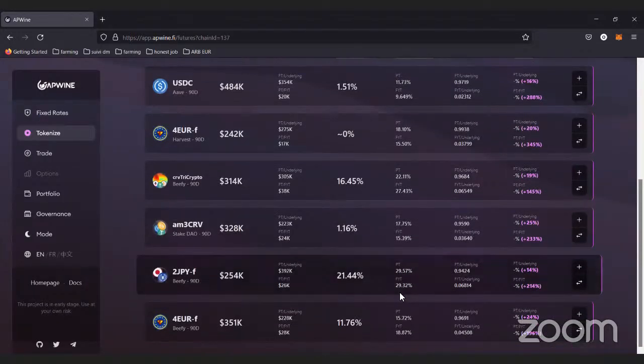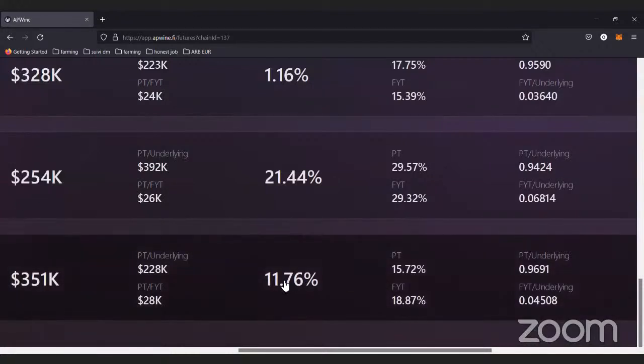So just look at the 4 euro. If you put the 4 euro into Bifi, you will make 11% per year. But if you sell your token on APWine, you will make 18%. It's a bit odd because if you remember the beginning of my presentation, I told you that you will sell your yield upfront, but at a big discount because it's logical. So usually, if you can make 11% in a year by selling your future yield token, you should make something like around 6% or 7%. But here you can make 18%. It's almost double. Why? Market inefficiencies, misinformation.